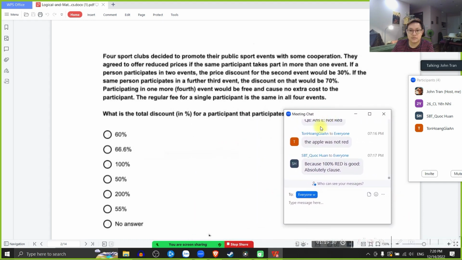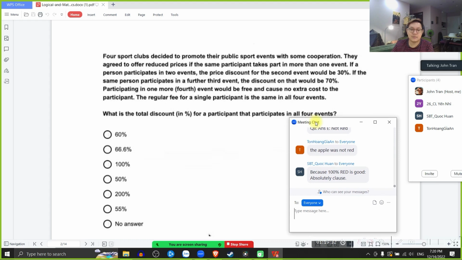Okay, so now it asks about the total discount. What is the total discount in percentage for participants that participate in all four events?